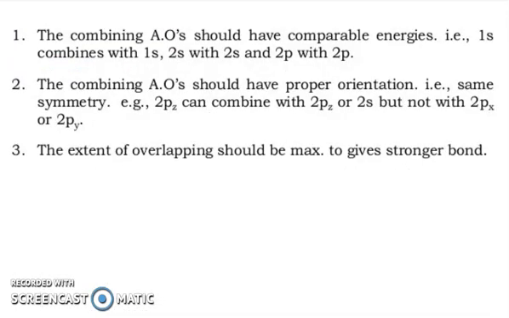conditions for linear combination of atomic orbitals. We call it LCAO: L for linear, C for combination, A for atomic, and O for orbitals. The combining atomic orbitals should have comparable energies, that is, 1s combines with 1s, 2s with 2s, and 2p with 2p. The combining atomic orbitals should have proper orientation and the same symmetry, that is, 2pz can combine with 2pz or 2s but not with 2px or 2py. The extent of overlapping should be maximum to give a stronger bond.